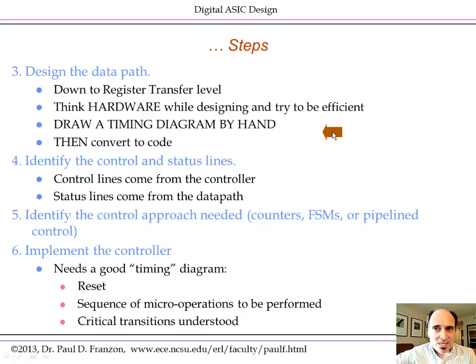Particularly what you're thinking about here is your ideal: all your logic is operating on each and every clock cycle. That is actually your ideal that you're trying to strive for here. One thing I've shown in the examples I've given you, particularly in the pencast examples, is you actually want to draw a timing diagram by hand. This allows you to catch a lot of potential bugs before coding, and the last step in defining the data path is convert this to code.